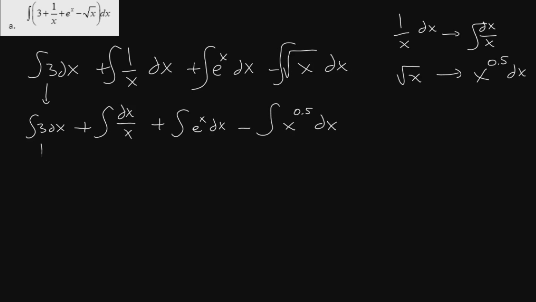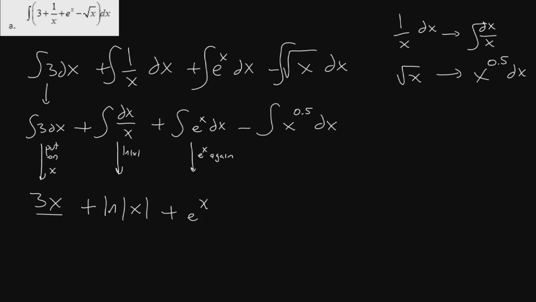Now, if you take the integral of a regular old number, all you have to do is put on an x. So the integral of 3 dx is just 3x. That's it. Now, integral of dx over x, you may have seen before, this becomes natural log of x. So you have plus ln of x. The integral of e to the x is just e to the x again. So you get plus e to the x.